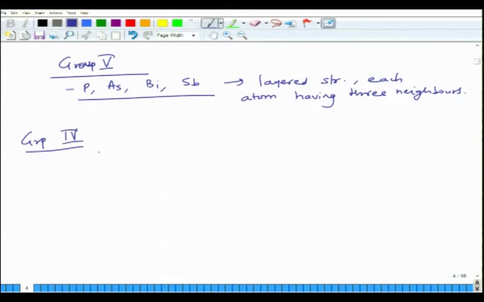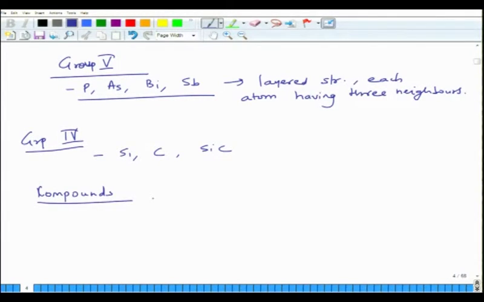Group 4 contains your silicon, carbon, and silicon carbide, a compound made by silicon and carbon. These are all diamond structured materials, they are covalently bonded, very strongly covalently bonded. And then we have compounds.